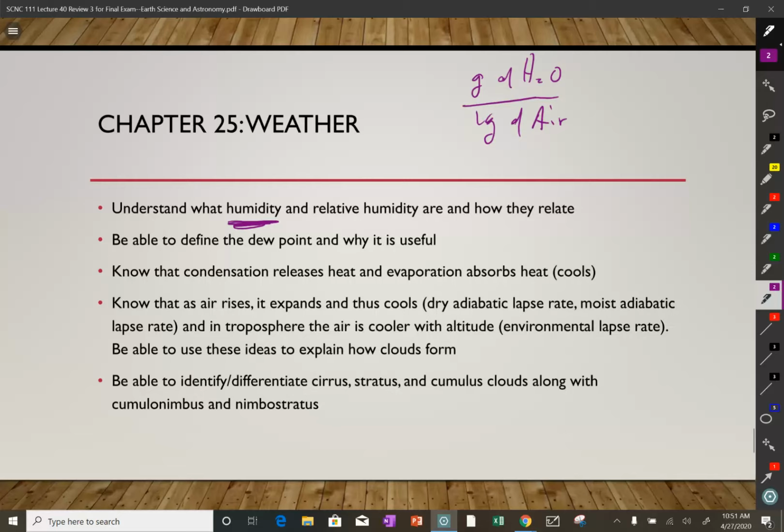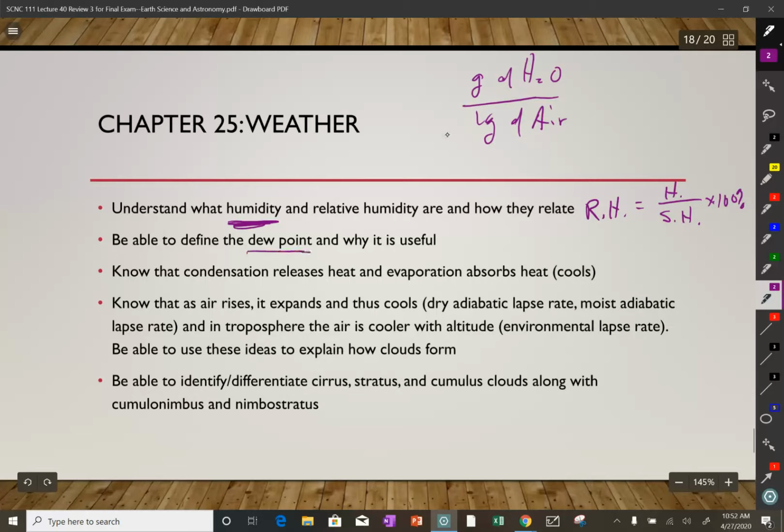Relative humidity is equal to the humidity divided by the saturation humidity. Saturation humidity is the total amount of moisture that the air could hold. Hot air can hold much more moisture than cold air can. So relative humidity is saying, okay, we have this much absolute humidity, but we can hold this much more, and so that's a ratio, and then of course times 100%. Let's get into percent humidity.